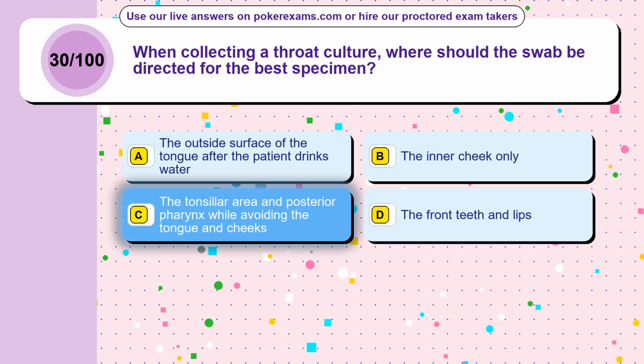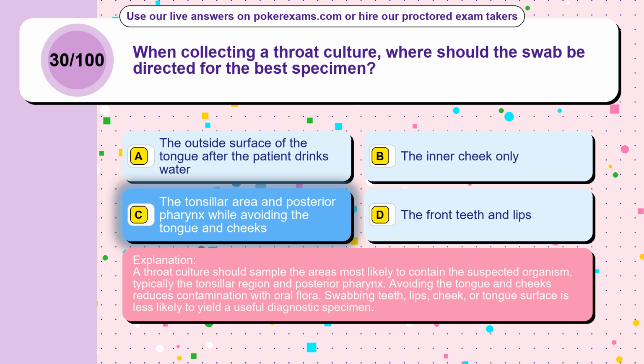The correct answer is option C, the tonsillar area and posterior pharynx while avoiding the tongue and cheeks. A throat culture should sample the areas most likely to contain the suspected organism, typically the tonsillar region and posterior pharynx. Avoiding the tongue and cheeks reduces contamination with oral flora. Swabbing teeth, lips, cheek, or tongue surface is less likely to yield a useful diagnostic specimen.